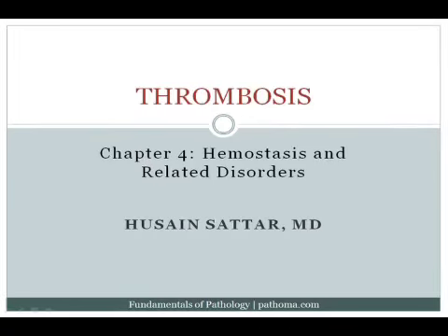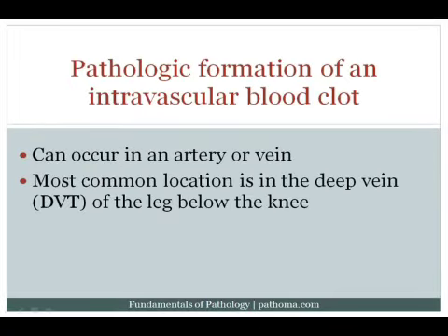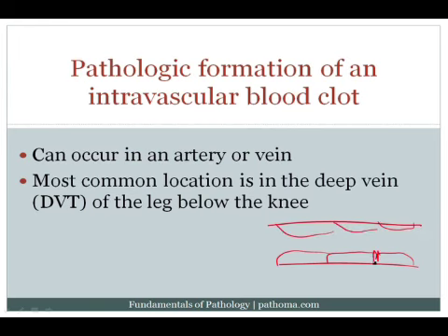Okay, next section deals with thrombosis, and the idea in thrombosis is that we get pathologic formation of an intravascular blood clot. Now again, recall that the idea in the coagulation cascade was that when we had endothelial cell disruption and we had disruption to the blood vessel, that we formed a thrombus, which was sort of like a Band-Aid, which then would seal off that disruption.